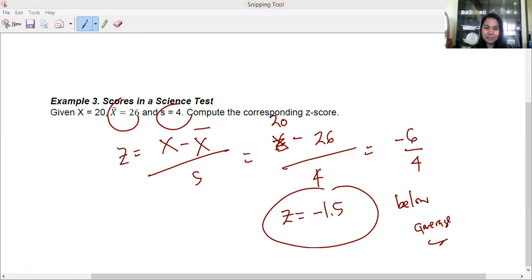And let's have the last one. Am I going too fast? It's very easy, right?